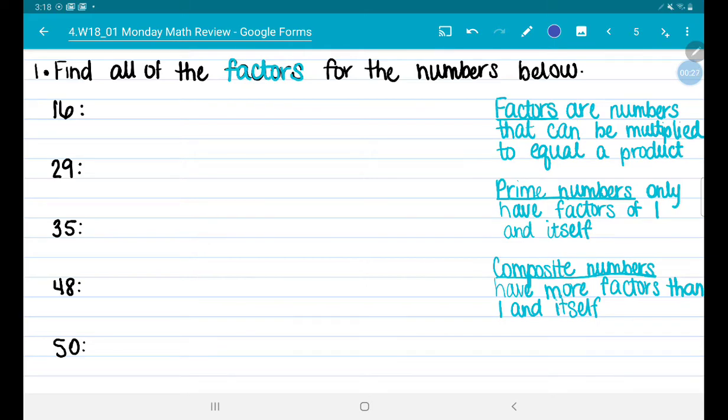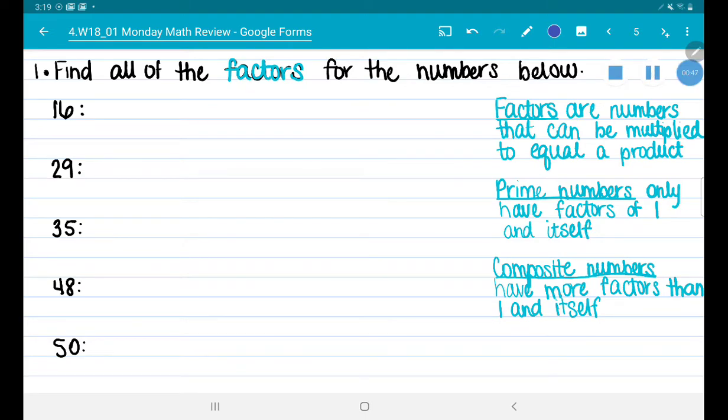And also I wrote a couple more words down here. We talked, but it's been a while. Prime numbers are numbers that only have factors of 1 and itself, and composite numbers are numbers that have more factors than 1 and itself. So we'll come back to that as we find factors of these numbers.